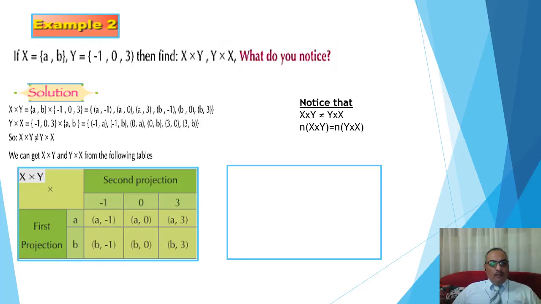X product Y: write in the first column the elements of X and in the second the elements of Y, and make the products: A with negative 1 is the first ordered pair, A with 0, A with 3, and B with negative 1, and so on.